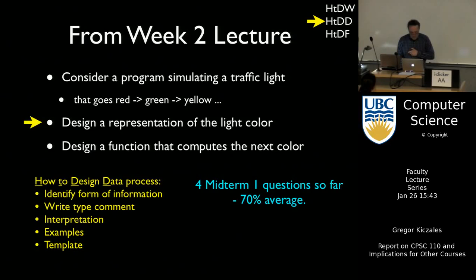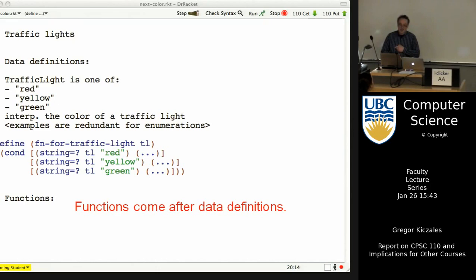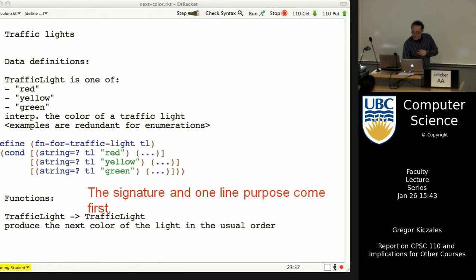So now the second thing I was asked to do was design a function that computes the next color. Okay. So now I'm going to follow the how to design functions process. Mark HTDF up here. Here we go. So functions in a file always come after data definitions. The first thing you do is you write the signature and purpose and stub.